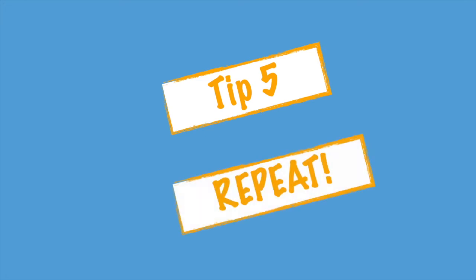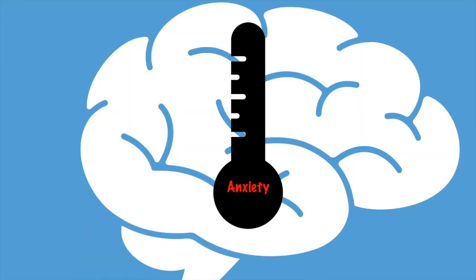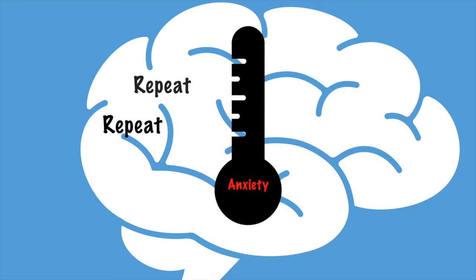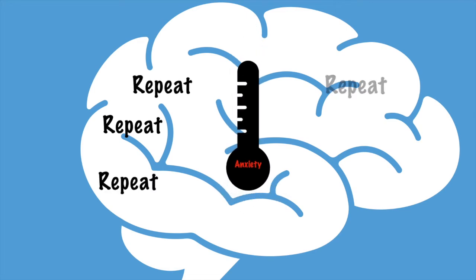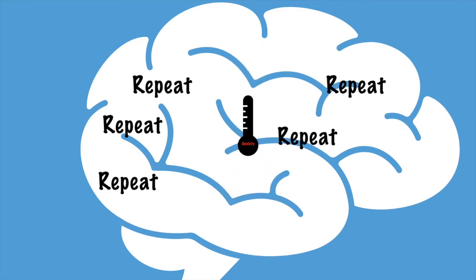Tip 5. Repeat, repeat, repeat. With exposure, we want to repeat the exposure exercise until it no longer triggers a strong emotional reaction for us. We'll know this when our anxiety has come right down. In other words, with exposure, feeling bored is good. Ultimately, if we're bored, we can't feel anxious.